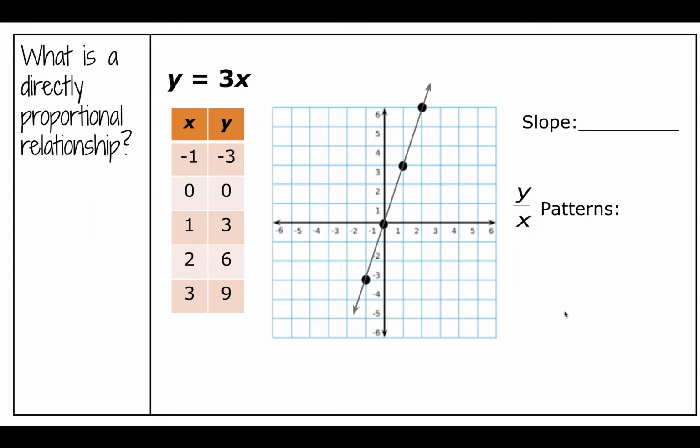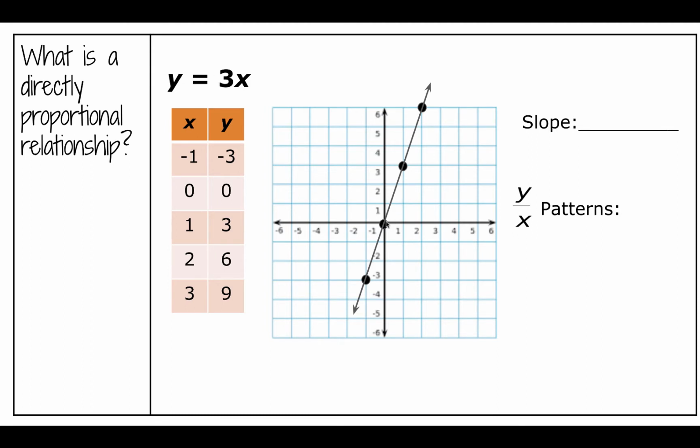I'm going to go ahead and connect them. And I can see that, yes, it is a beautifully straight line. I see that linear pattern going right through the origin. It is directly proportional. But remember, today we're focusing on the equation. We just want to be able to look at y equals 3x and go, yep, it is directly proportional.